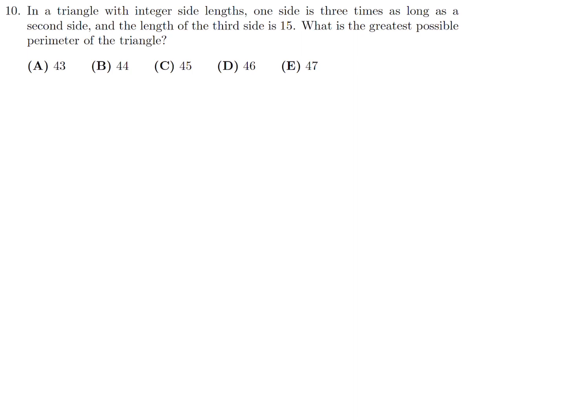In a triangle with integer side lengths, one side is 3 times as long as the second side, and the length of the third side is 15. What is the greatest possible perimeter of this triangle? So here is a triangle, and let's label this. I'll call this side 15, I'll call this side x, and I'll call this side 3x, based on what information they've given me in the question.